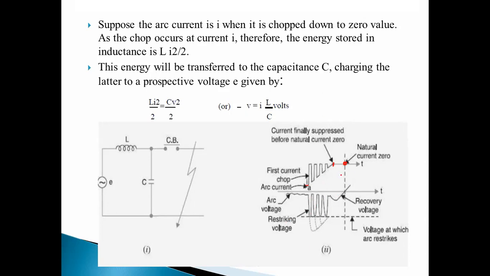Because here the current becomes zero, before the natural point only the current is becoming zero. Therefore, the transient recovery voltage, or we can say the restriking voltage, will be present there. And after that there will be recovery voltage, which will again go towards the system voltage.